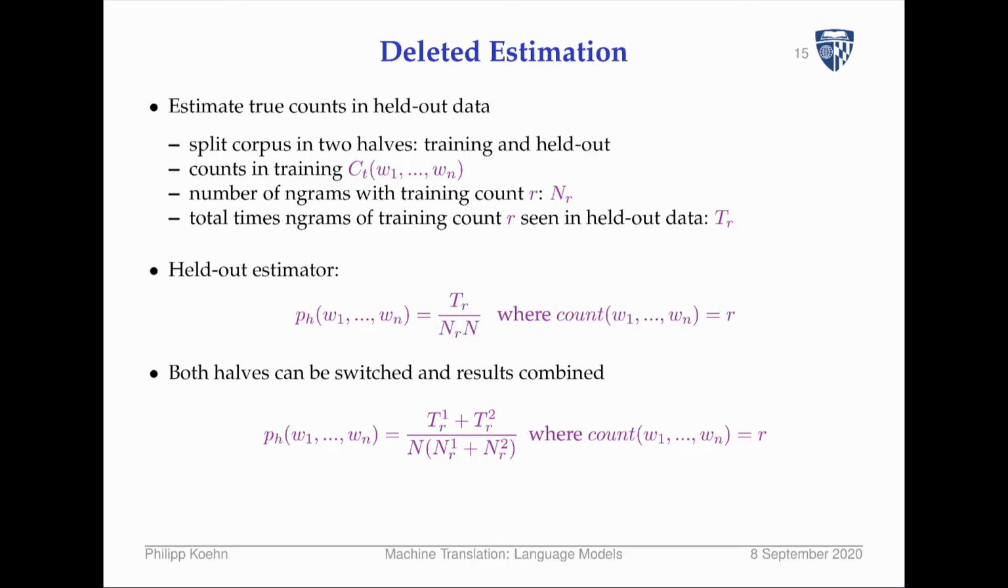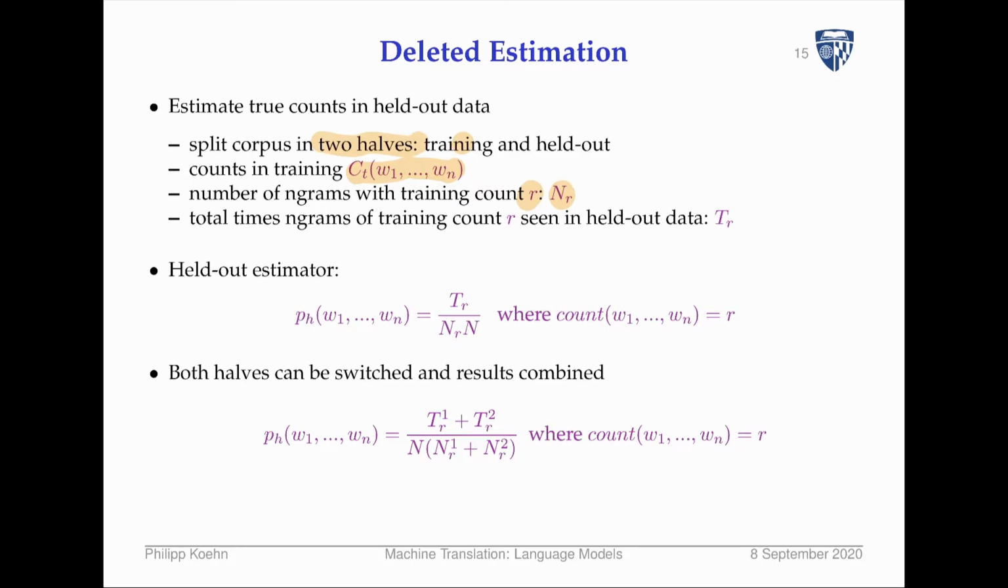It's called deleted estimation. We need a corpus, and we need a held out corpus. Well, we have one corpus, so we're going to split it into two halves. One is called training, and the other one is held out. Then we collect the counts of the training corpus. So then we know for n-grams that occur r times, first of all, how many are there? That's big N sub r.